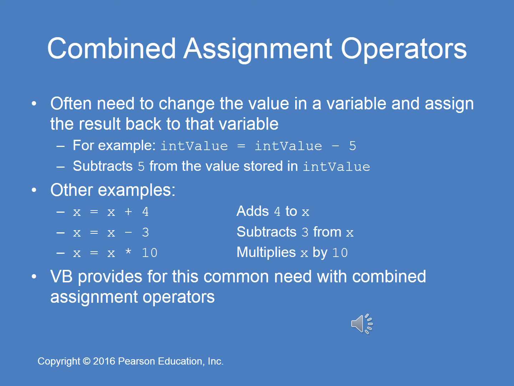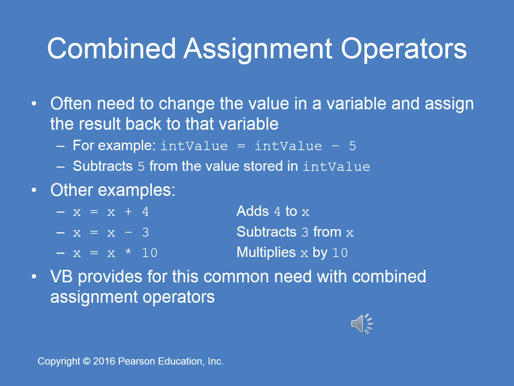Over the next 2 slides, we're going to cover combined assignment operators. These are used when you want to change the value in a variable and assign the result back to that variable. The example given at the beginning of the slide is intValue = intValue - 5. So if you want to decrement intValue by 5, that line of code will take, on the right-hand side, the value of intValue and subtract 5 from it, and resolve that.